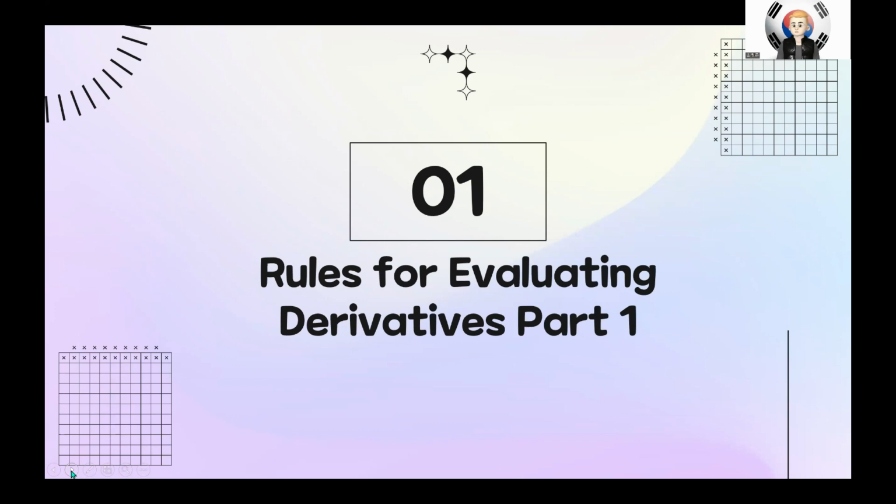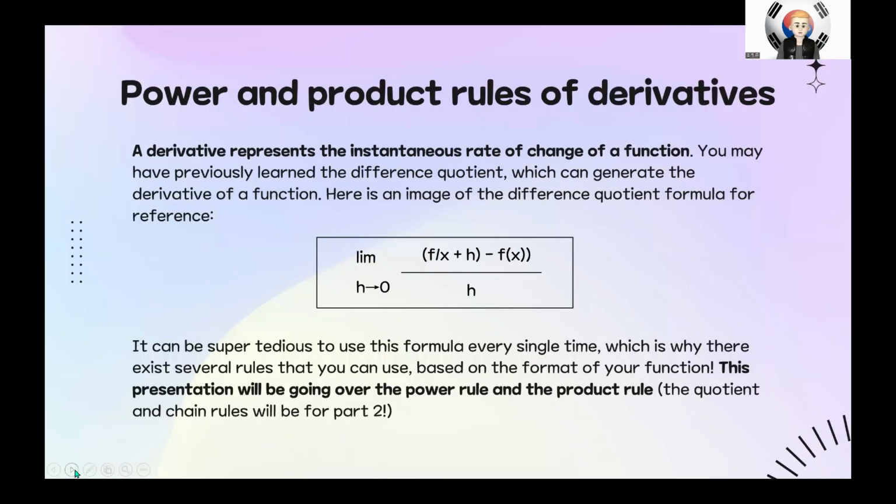And this is only part 1 of the rules for evaluating derivatives. So, we're going to learn about the power and product rules of derivatives in the first place. A derivative represents the instantaneous rate of change of a function, which you learned last time. And you may have previously learned the difference quotient, which can generate the derivative of a function. Here's an image of the difference quotient formula for reference. The limit as h goes to 0 of f(x + h) minus f(x), all over h.